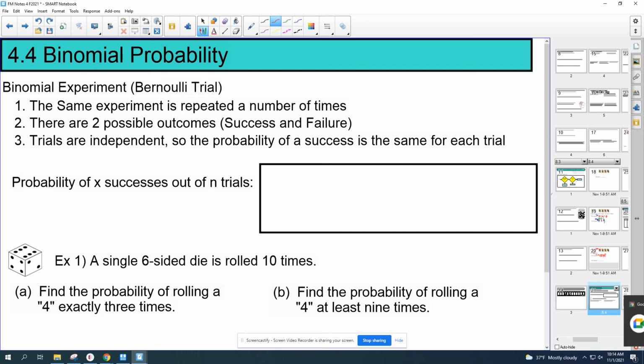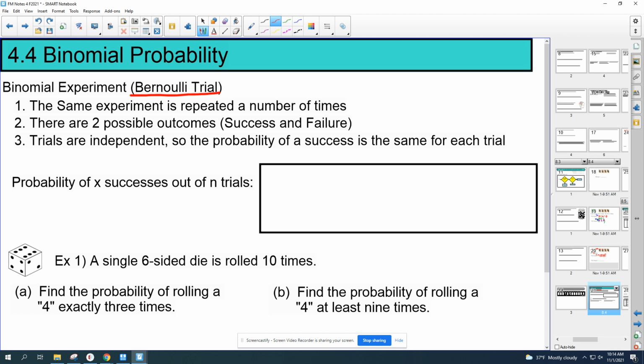4.4 is binomial probability. We start with something called a binomial experiment, or sometimes it's called a Bernoulli trial, named after the mathematician that found it. Okay. Number one, the same experiment is repeated a number of times, like drawing a card, put it back, draw a card, put it back, draw a card, put it back. Same thing over and over again.